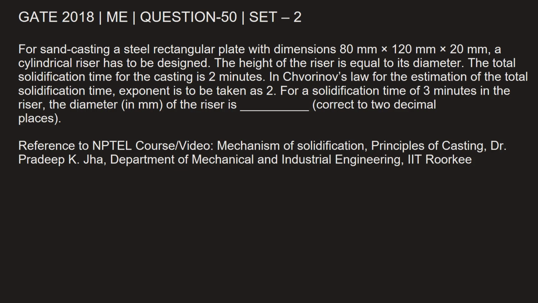Let's start by writing the given things. It is given as the cuboid has dimensions 80 by 120 by 20 millimeter, and solidification time is given. It is 2 minutes. This was for the casting. Now for the riser, the shape is cylindrical and its diameter is equal to its height. Solidification time is given. Let's write it as TR, 3 minutes. And we have to find out the diameter of the riser.